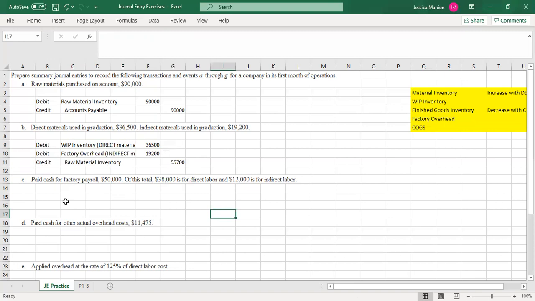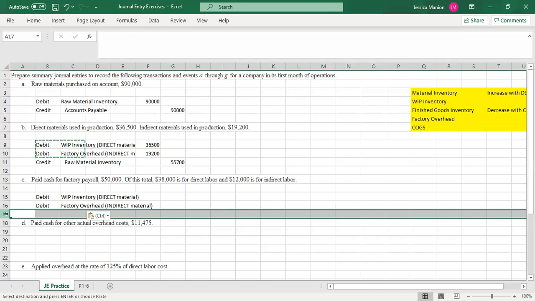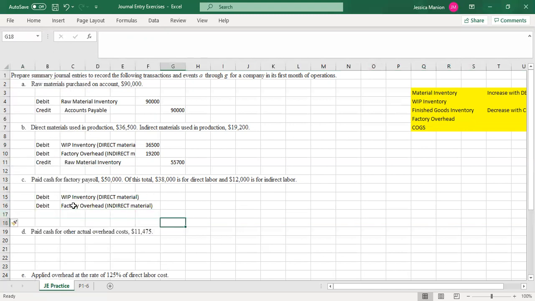All right, letter C, paid cash for factory payroll, 50,000. Of this total, 38,000 is for direct labor and 12,000 is for indirect labor. So just like we did up in letter B with our direct materials and indirect materials, we're going to do the same thing with direct labor and indirect labor, right? So I'm going to get me one more line here. So we're going to debit work in process for the direct labor amount.